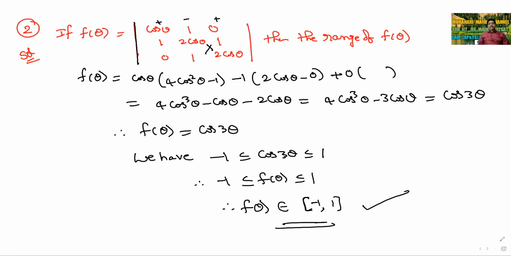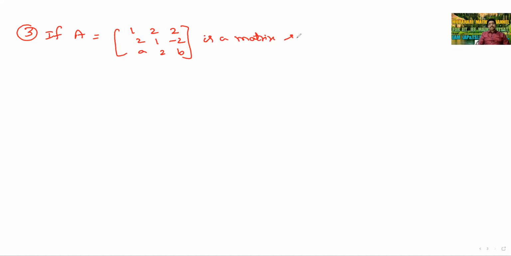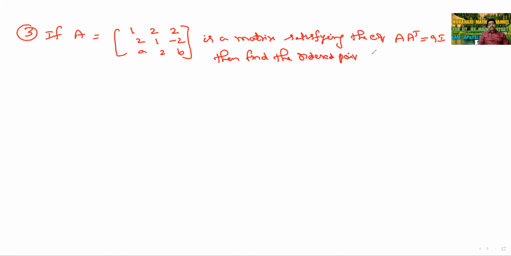Okay, now I am going to explain question number 3. If A is equal to the matrix 1, 2, 2; 2, 1, minus 2; A, 2, B, is a matrix satisfying the equation A into A transpose equal to 9I, where I is the 3 by 3 identity matrix, then find the ordered pair (A, B).